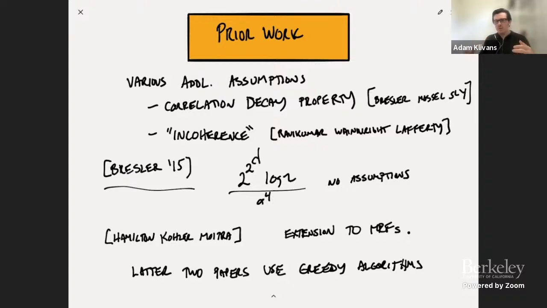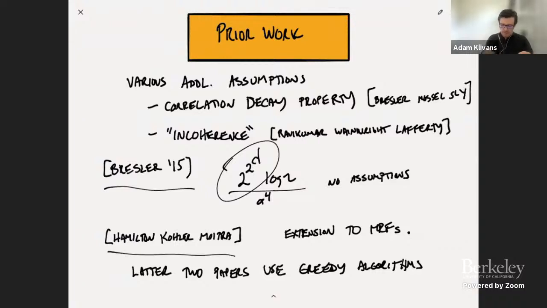And then there was a very influential paper by Guy from 2015 that finally gave an algorithm for structure learning Ising models that did not take any of these additional assumptions. So it worked for general degree D Ising models, but the sample complexity was 2 to the 2 to the D times log n over alpha to the 4th. So instead of getting the correct single exponential bound on the sample complexity, it was getting a doubly exponential bound.